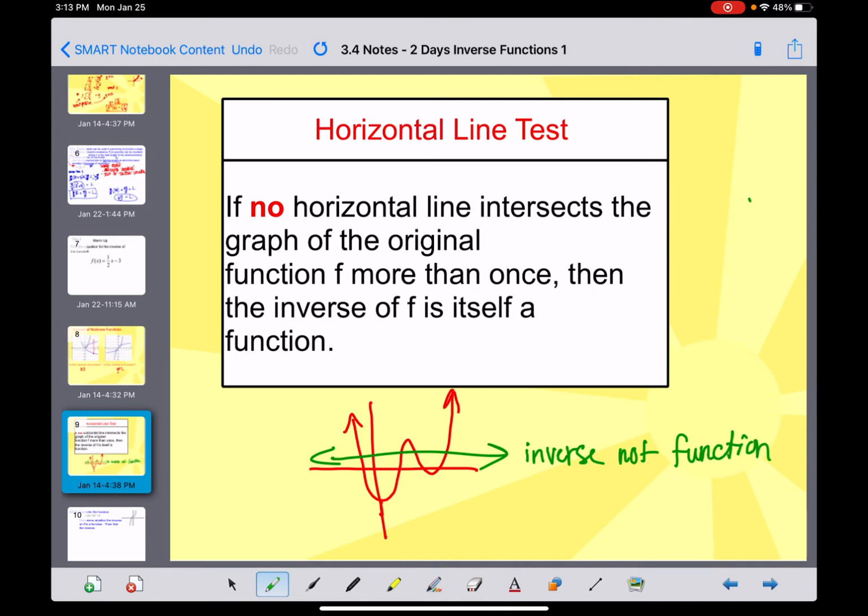Okay, if it does pass the horizontal line test, so say it looks like this, a line. It passes the horizontal line test because it doesn't ever intersect more than once. So that means that the inverse would be a function. Okay, so if it passes the horizontal line test, then yes, the inverse is a function.